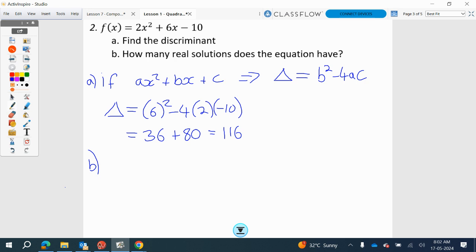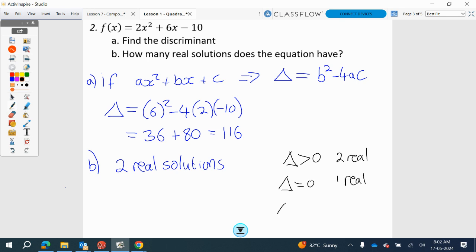B. How many real solutions does the equation have? One. Why? Because it's positive. Two real solutions. Don't forget the little table. If the discriminant is positive, two real. If the discriminant is zero, one real. If the discriminant is negative, no real.